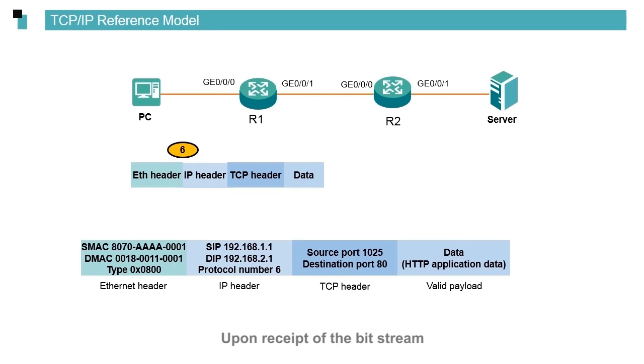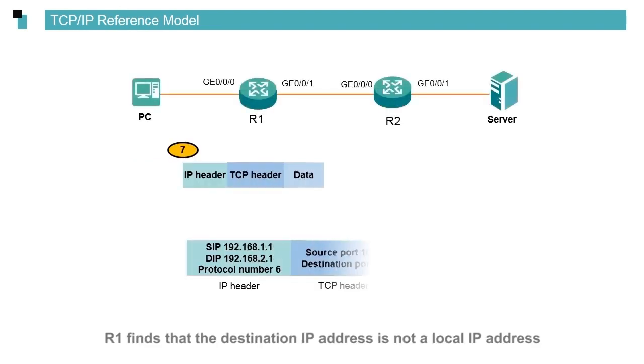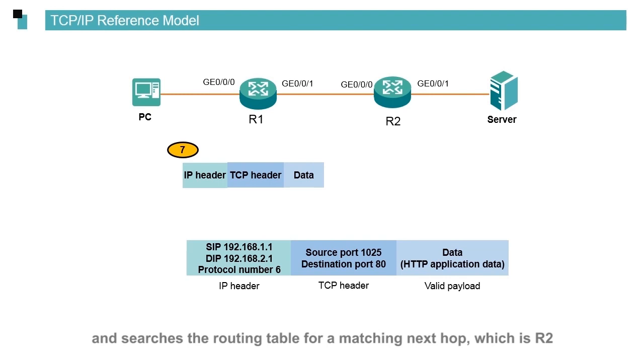Upon receipt of the bit stream, R1 restores it as a frame and checks the frame header. R1 finds that the destination MAC address is a local MAC address and removes the frame header. It also finds that the type in the frame header is IPv4 and processes the packet using the IPv4 protocol stack. R1 finds the destination IP address is not a local IP address and searches the routing table for a matching next hop, which is R2.